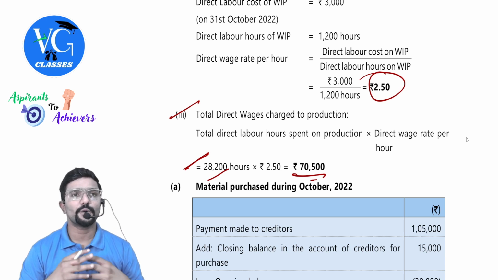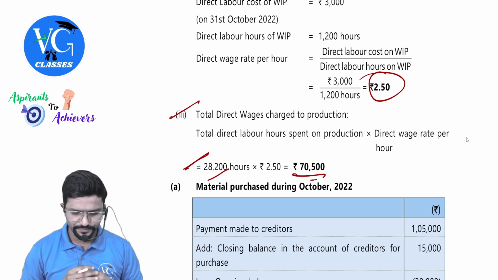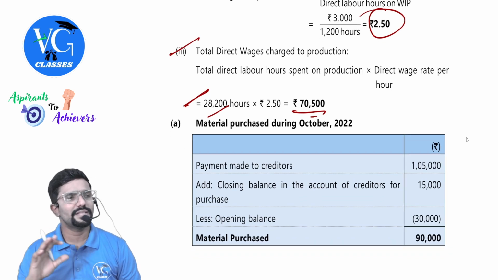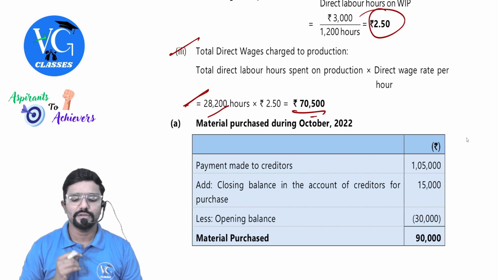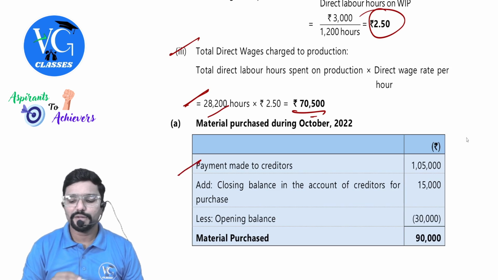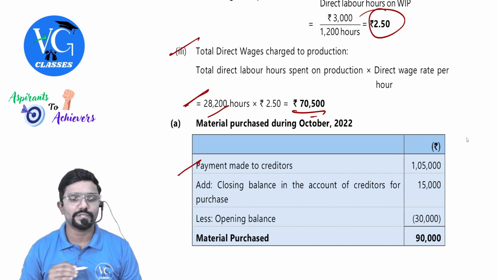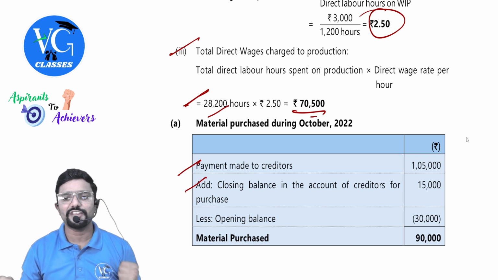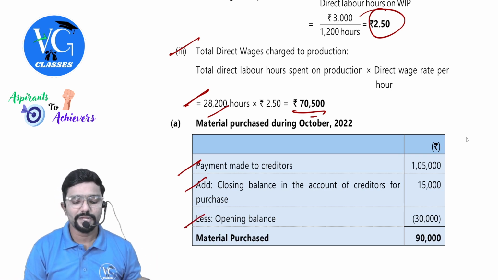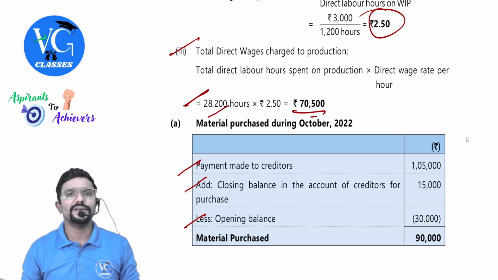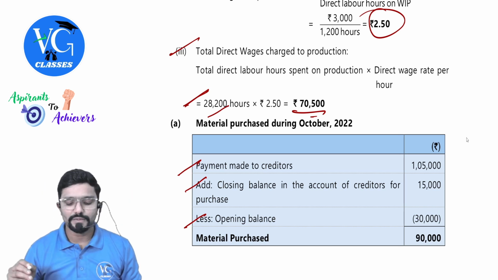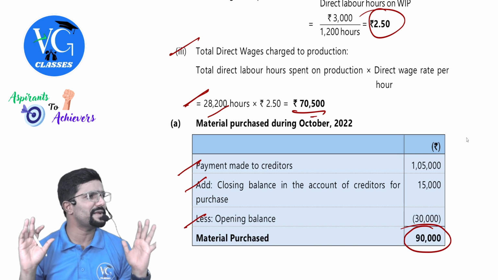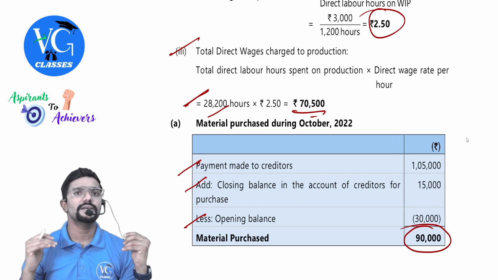You will get the total wages or labor cost. Next, material purchased during the year. They have not done the account, they have just done the plus minus equation. What is that? We will see. Payment made to creditors 1,05,000, given in the question. Add closing balance in the account of creditors, which is given somewhere in adjustments tax, 15,000. Opening balance is given in the first table. How much? 30,000. So what is the material purchase? 90,000. Assume entire purchase is on credit basis.